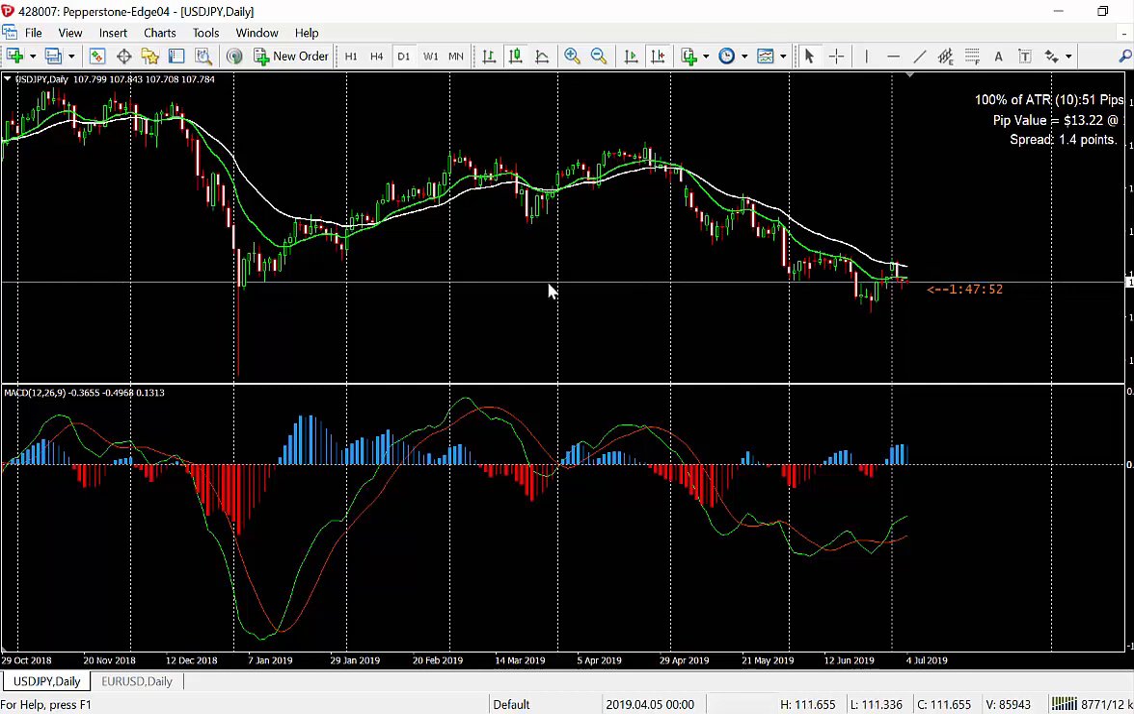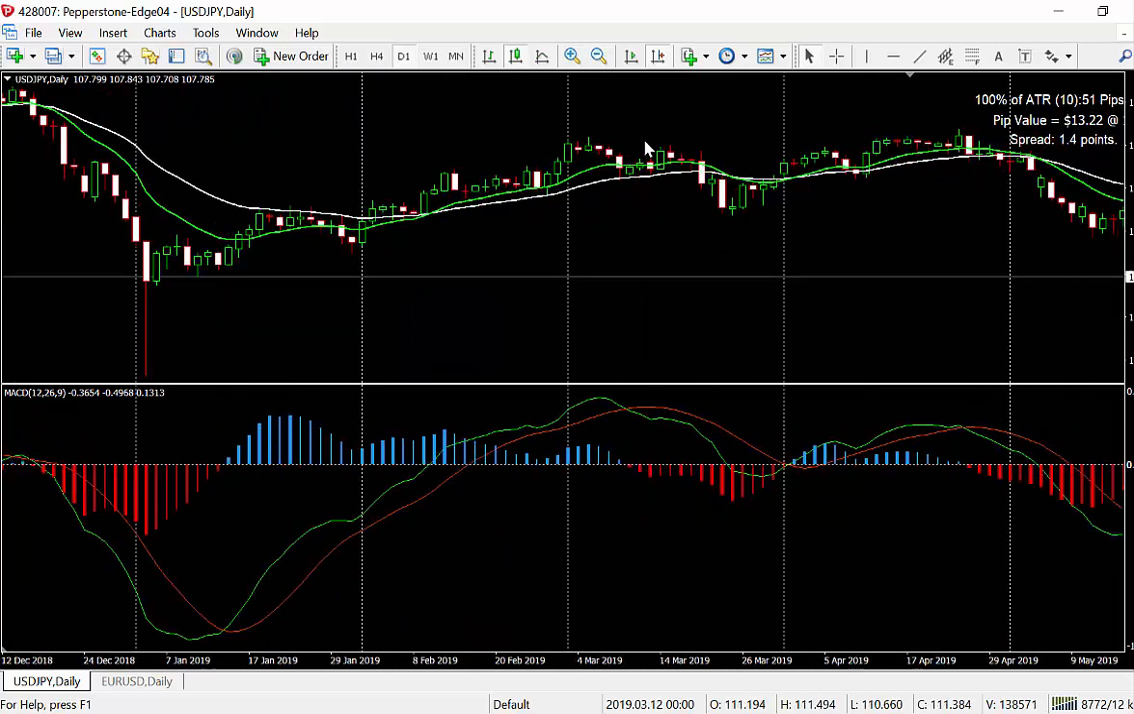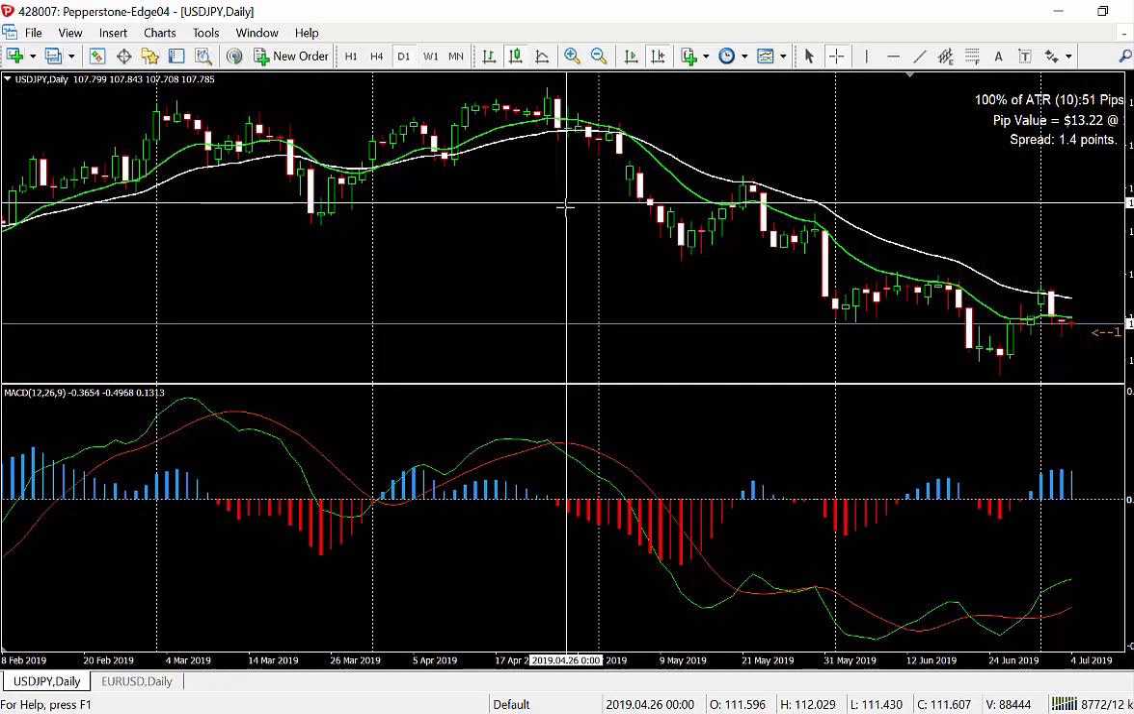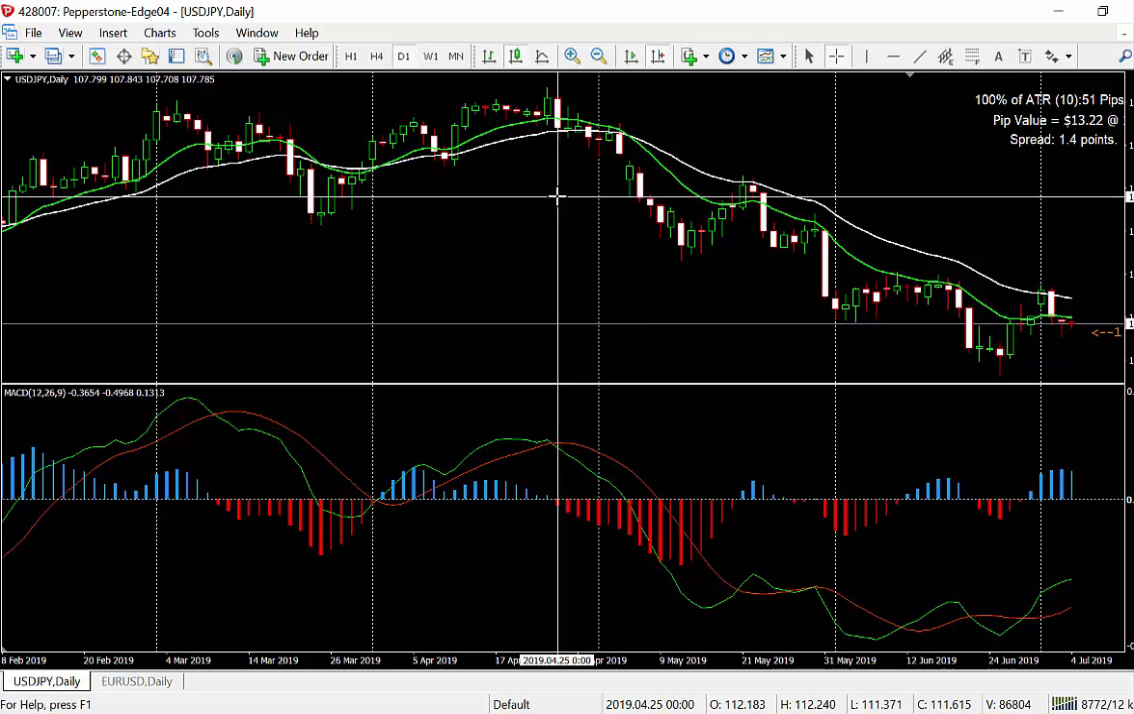How can you find these? You have to zoom out a little bit to see the tops and the bottoms of the market and tops and bottoms of the indicator. If I zoom in, whenever you have a cross in the MACD, and in this MACD, the histogram crosses below the zero line.